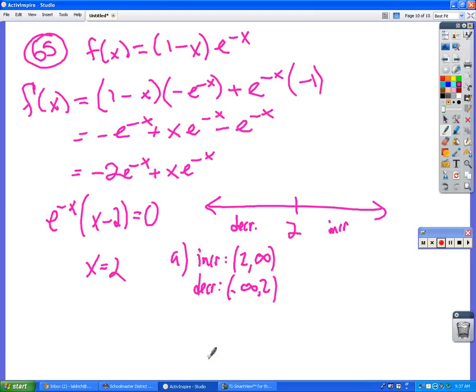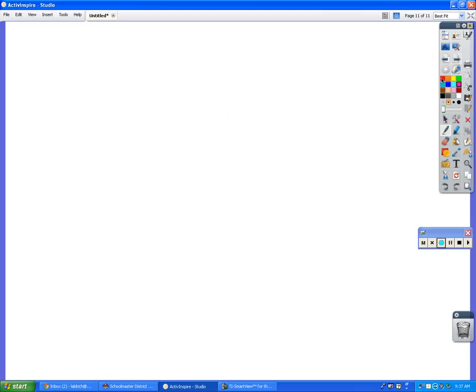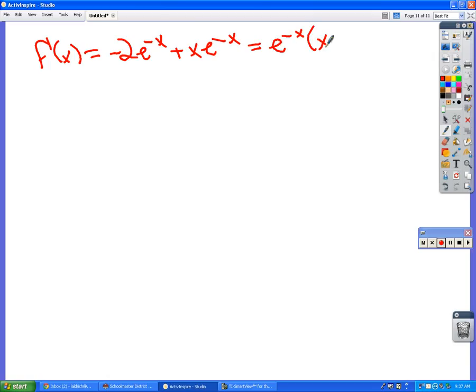Okay, what do I do now? Concavity, which means I need to do the second derivative. So the first derivative was negative 2 e to the negative x plus x e to the negative x. Is that right? Okay. Do you want to take the derivative of that in that form, or do you want to try the factored form? Factored form. So we factored out e to the negative x times x minus 2.